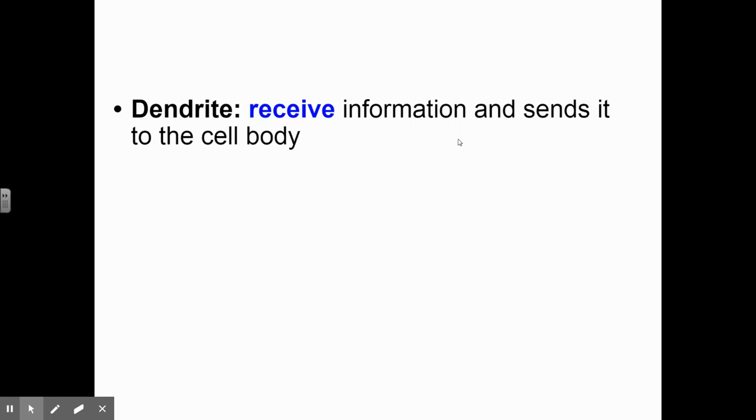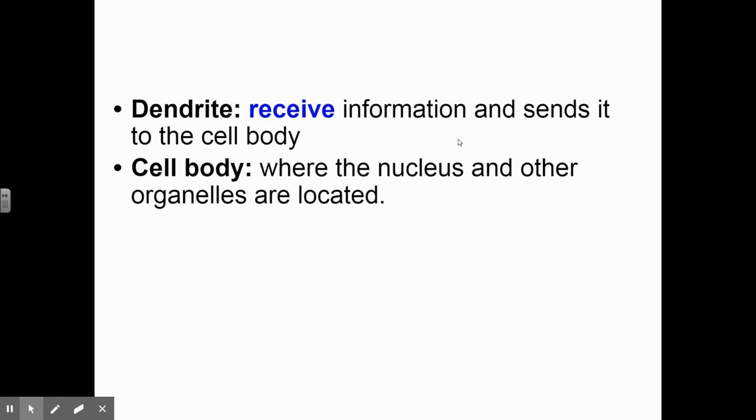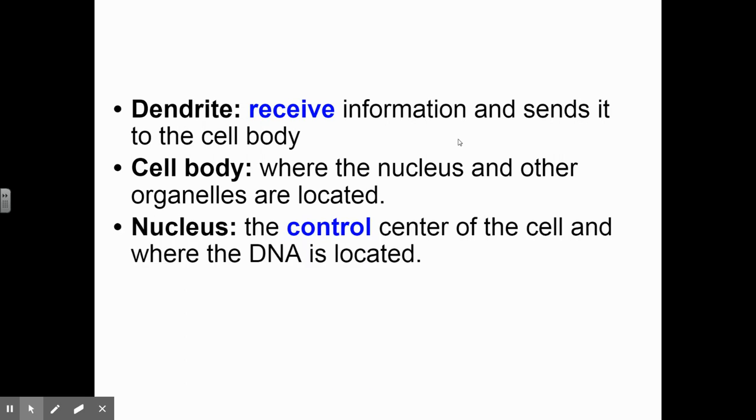So first we'll talk about the dendrites. The dendrites receive information and they send that information down to the cell body. The cell body is where the nucleus and other organelles are located so that the cell can actually stay alive. The nucleus is the control center of the cell, and that's because it contains DNA, which is going to control all of the protein synthesis that needs to happen.